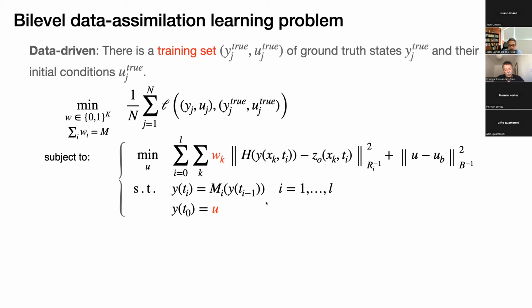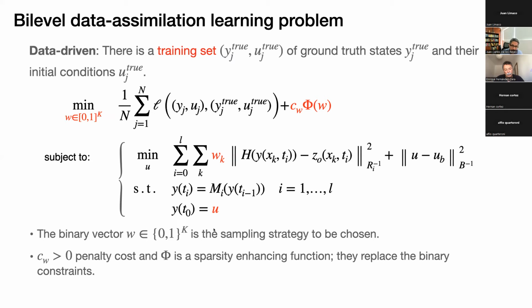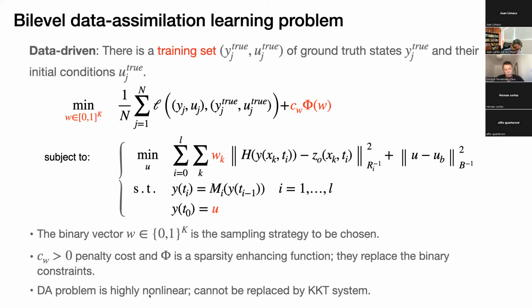Now W is a 0-1 binary variable. So in the same way as we did with the MRI, we relax this integrality constraint, we convexify the set, and apart from that we incorporate another type of penalty term to be able to solve the problem numerically. And of course, this is a much more involved problem, as you have a highly nonlinear operator involved in the constraint of the lower level problem.